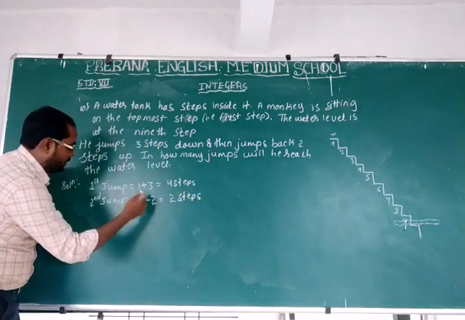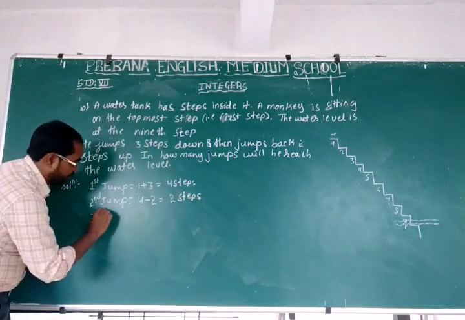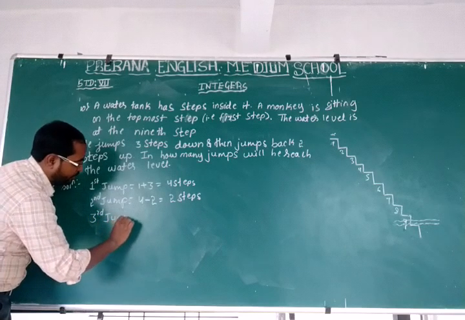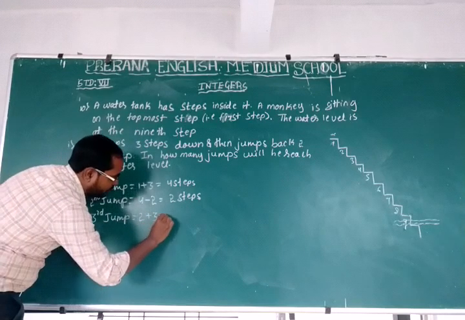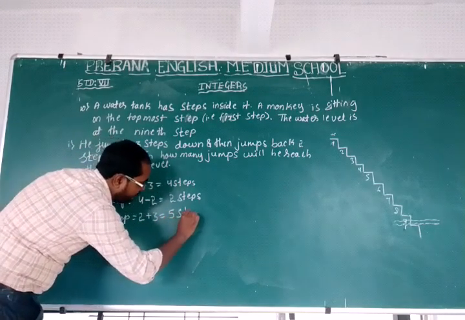Okay. Next, third jump, again it will jump 3 steps. From second step it will jump 3 steps. So 3 plus 2 will be, it will reach the 5th step.